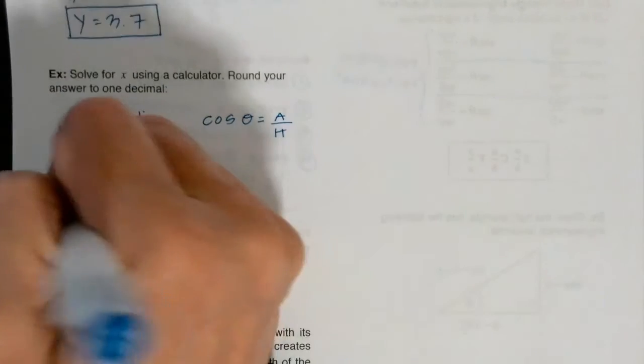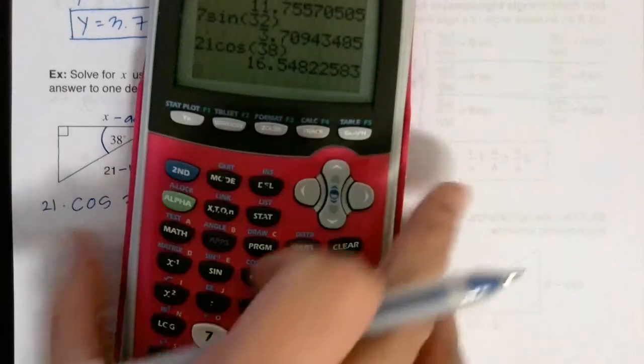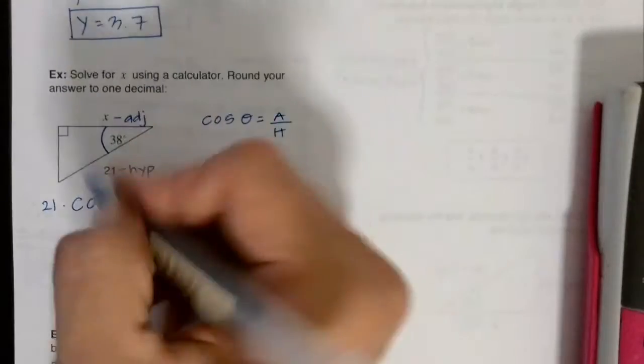Multiply both sides by 21, and you get 21 cosine 38 degrees, which gives us 16.5.